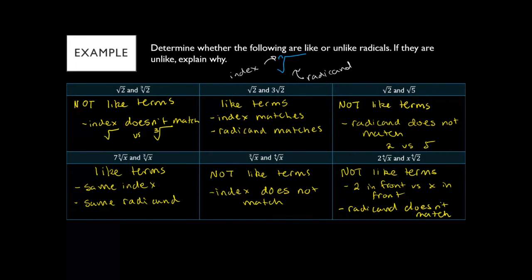I wish we had a name for whatever's in front of the radical. Like, I guess the coefficient is technically what it is. But usually we think of coefficients with numbers, and here we have a variable in front, so it's not really a coefficient.